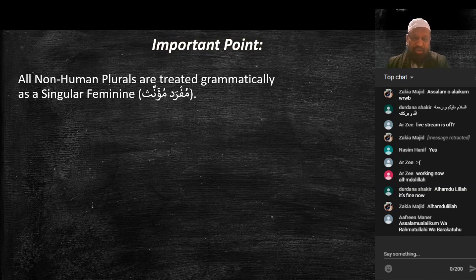The way we use a mufrad muannath in a sentence, we will use the al-jam'u al-mukassar the same way. Mufrad, muannath. Very important point. All non-human plurals are treated grammatically as a singular feminine, mufrad muannath. Again, remember this very important point. If you don't remember, inshallah, we'll be covering this in later lessons.